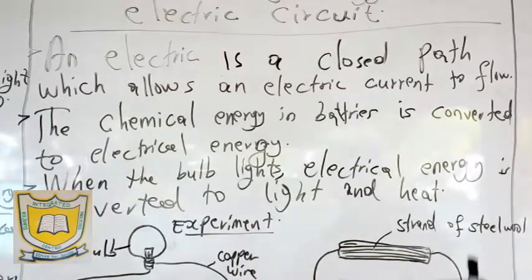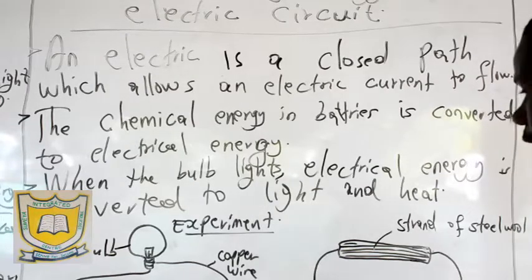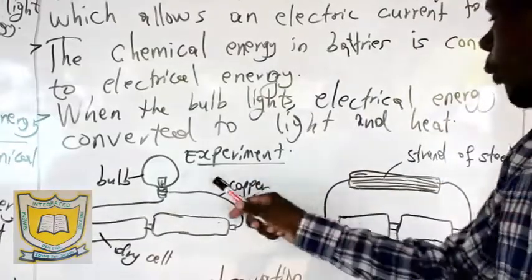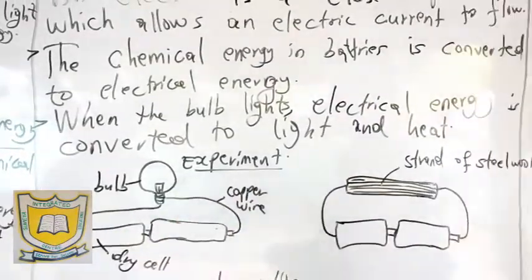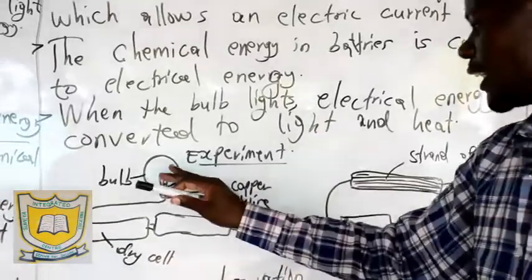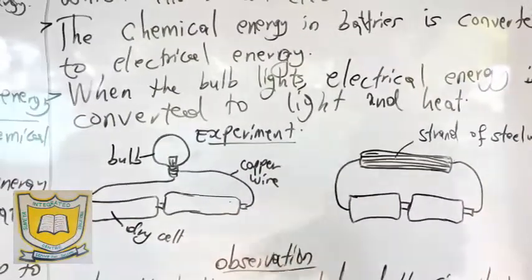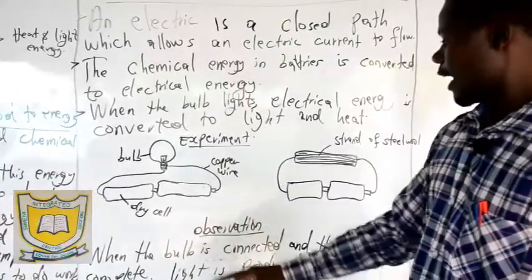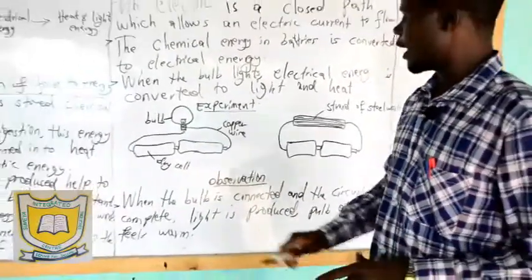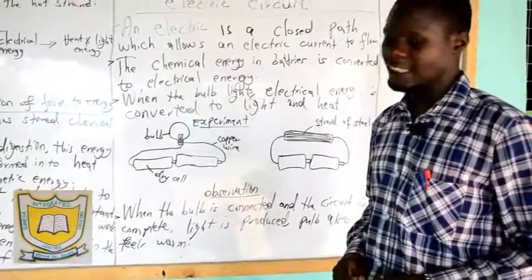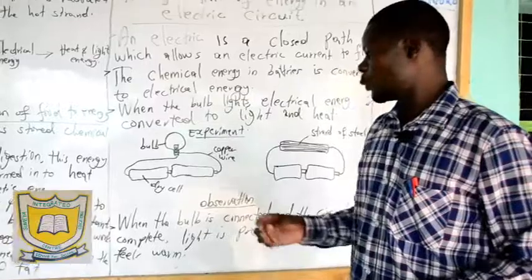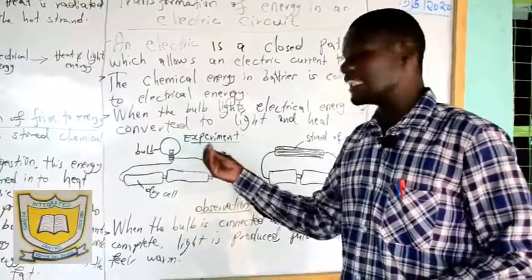There is an experiment here. You connect the two dry cells like that. You have the copper wire, which is a good conductor of electricity, and then you connect the bulb. Make sure that the circuit is complete in this way. You will find that after completing the circuit, the bulb is lighting, and if you feel the bulb with your palm, you will feel some heat.